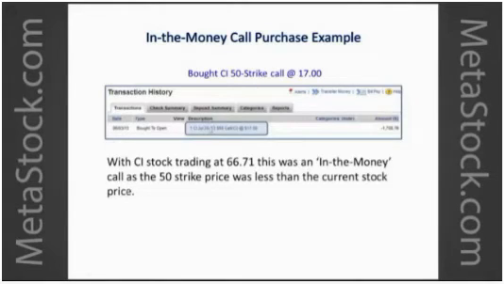So the transaction shows that I bought the Cigna July 50 strike call at 17. And at the time, the stock was trading at 66.71. So the call option strike of 50 was less than the price of the stock, so this would be considered an in-the-money strike.